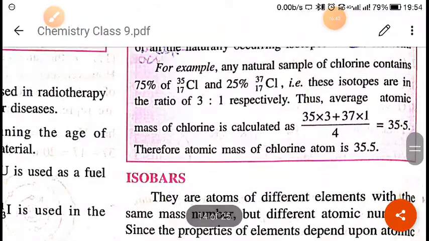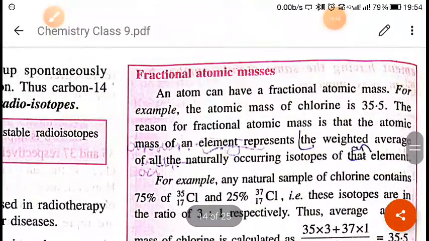Now next, one more thing is there, fractional atomic mass, as you can see here. So we will discuss what fractional atomic mass is. An atom can have a fractional atomic mass. For example, chlorine has 35.5, right? So this is a fraction.